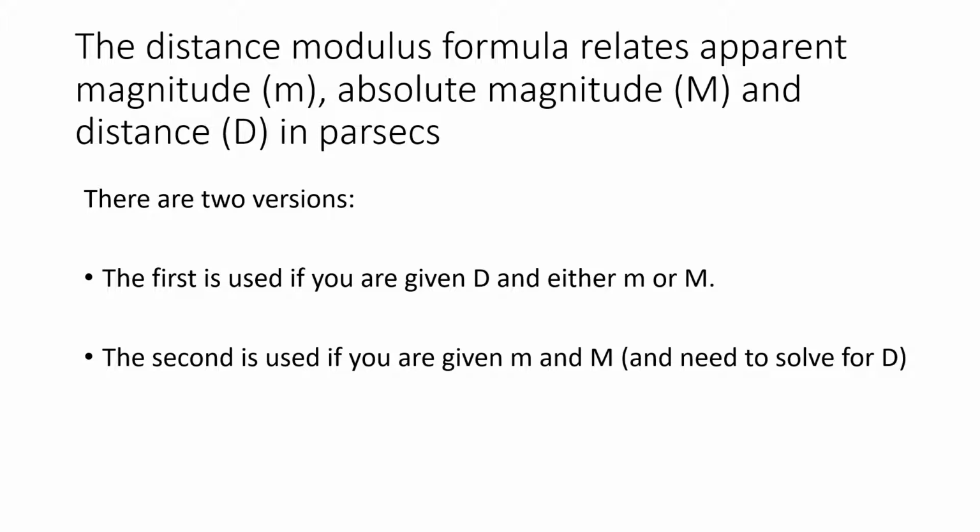The distance modulus formula relates apparent magnitude, called little m, absolute magnitude, capital M, and the distance, d. As in most of the other formulas we've done here, the distance has to be in parsecs. There are two different versions of the distance modulus formula on your formula sheet. The first is used if you are given the distance and either one of the magnitudes. The second is used if you are given both of the magnitudes and you need to solve for the distance.